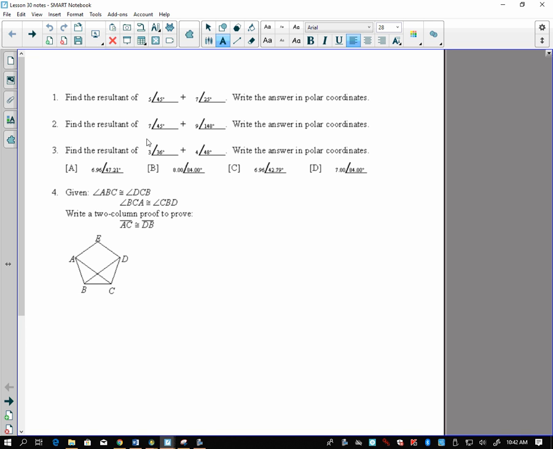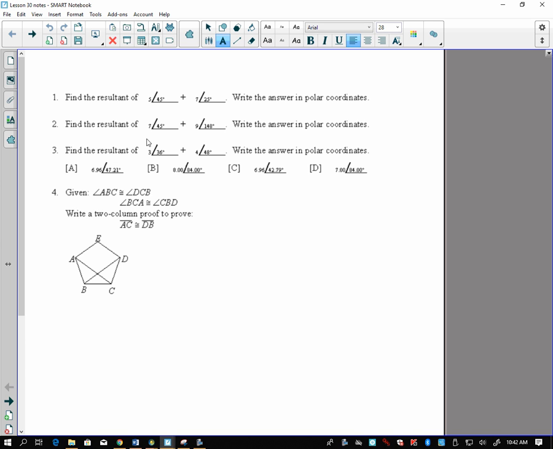All right, Algebra 3, Lesson 30. Today we're going to be talking about addition of vectors. That's what they're calling here, find the resultant of. So we're going to talk about addition of vectors and overlapping triangles. Overlapping triangles is the proof that you see shown down below.